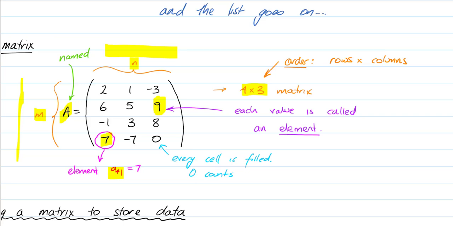Every cell is filled, even 0 counts. You can't have empty cells. If there's nothing there, then we just assume it is 0. So that's kind of some of the definitions behind a matrix.